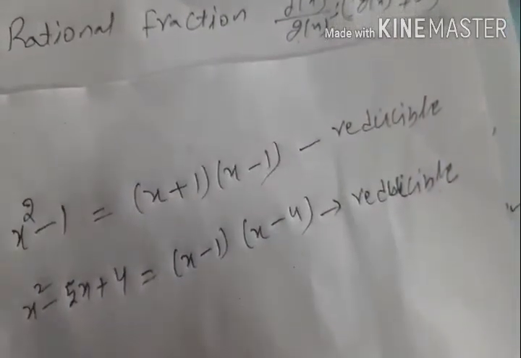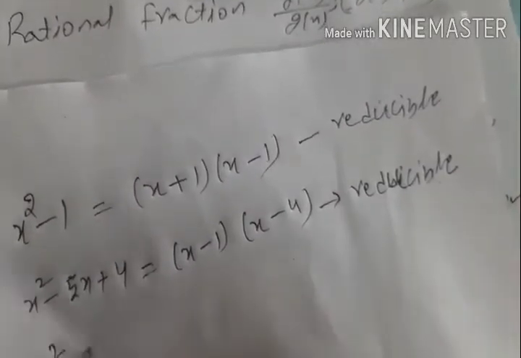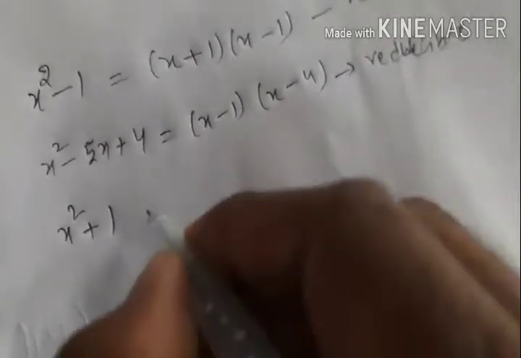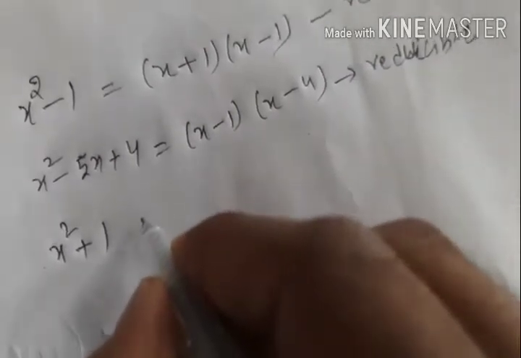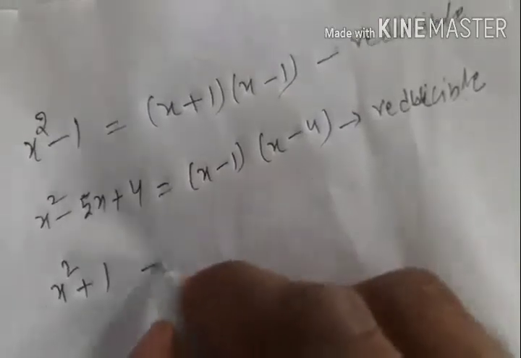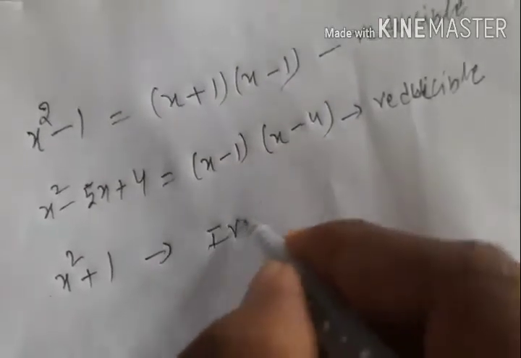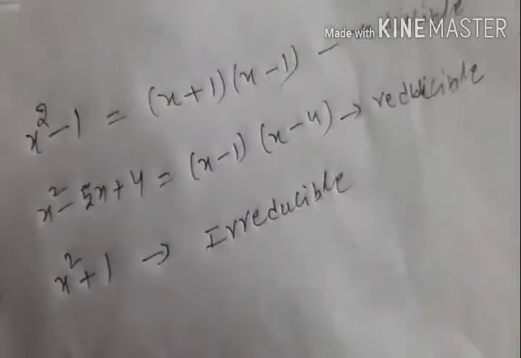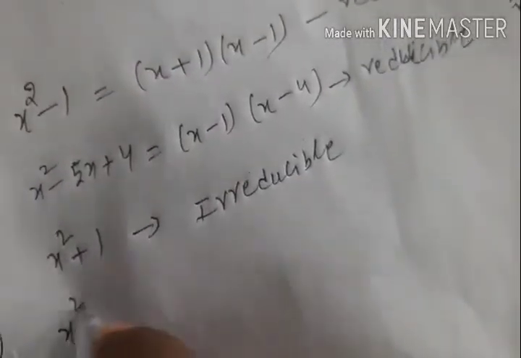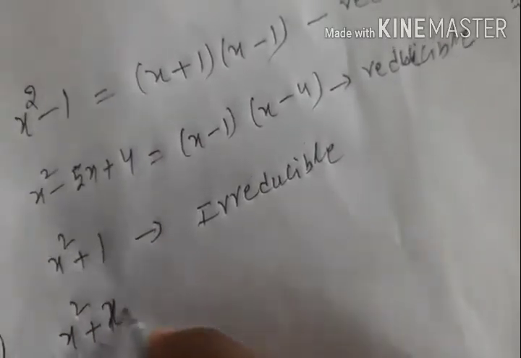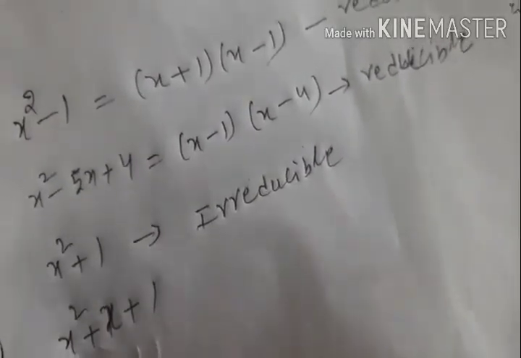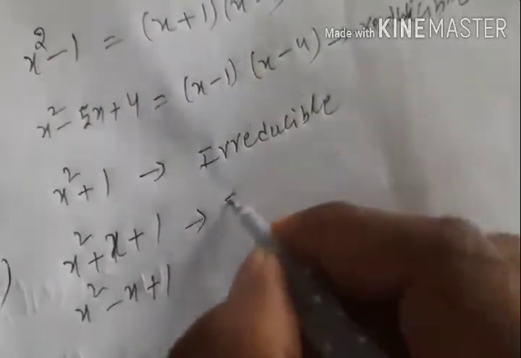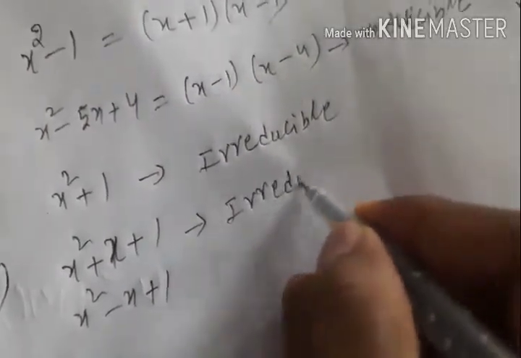And the third example, x square plus 1 cannot be written as the product of two polynomials. That's why it is an irreducible polynomial. And example 4, x square plus x plus 1 and x square minus x plus 1 are also irreducible polynomials.